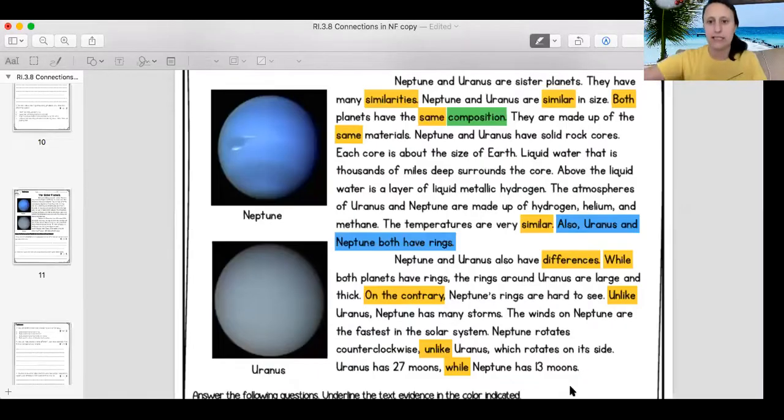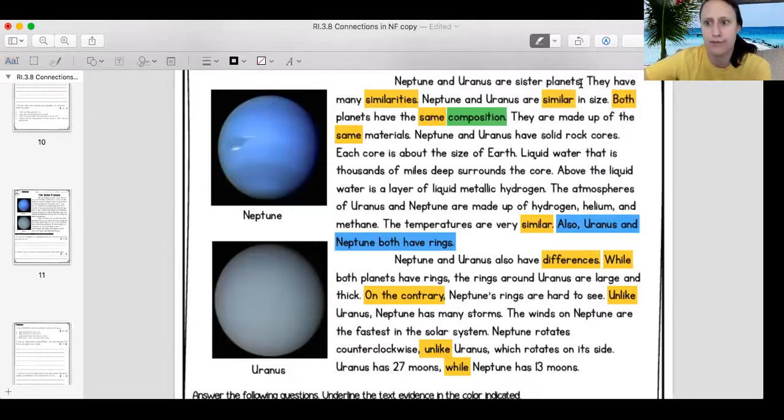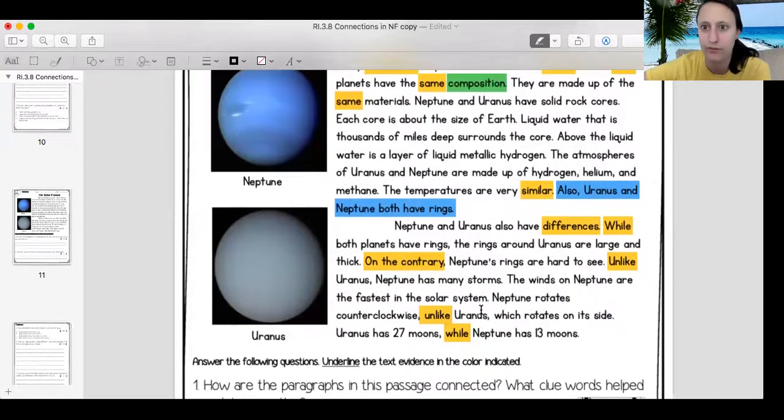Let's highlight in blue proof. So if you're a detective and you say, hey, I think that the second paragraph is talking about how they're different. Well, I've got to have proof. Where's the evidence? So let's find it. Okay, Neptune and Uranus also have differences. While both planets have rings, the rings around Uranus are large and thick. On the contrary, Neptune's rings are hard to see. Unlike Uranus, Neptune has many storms. I'm going to highlight that right there because that tells me that Uranus does not have very many storms.